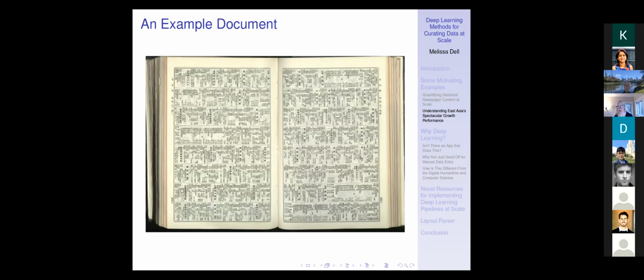And so this is an example of a document that we're processing. If you want to imagine this being in English, rotate it 90 degrees. And this is a series of tables that give balance sheet and personnel information for different firms.